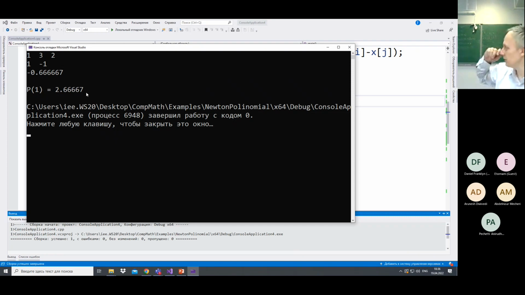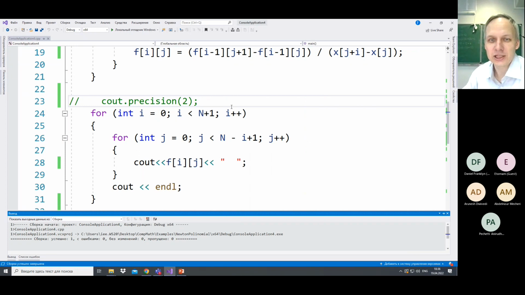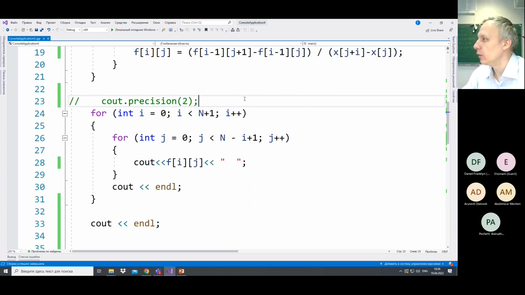2.66666, because if I put precision equals 2, just 2.7. Well, again, I told you that there is a very simple way to check is your polynomial correct or not. Because if it's correct, the value at the point x1 must equal the value of f1. And I can check it in the program.